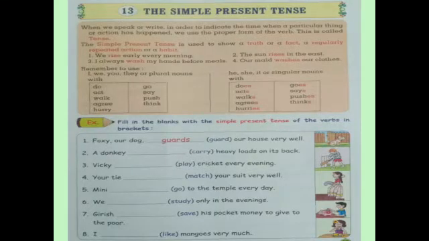Now students, today we are going to learn a new topic, that is lesson number 13, the simple present tense. When we speak or write in order to indicate the time when a particular thing or an action has happened, we use the proper form of the verb. This is called tense. The simple present tense is used to show a truth or a fact, a regularly repeated action or a habit. For example, sentence number 1.